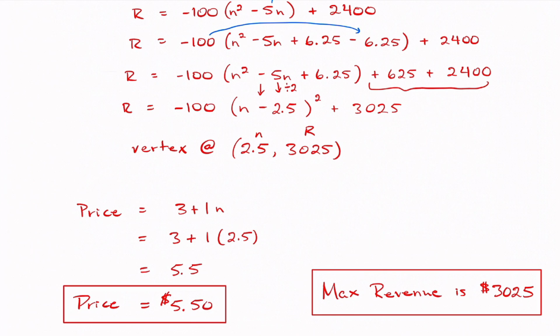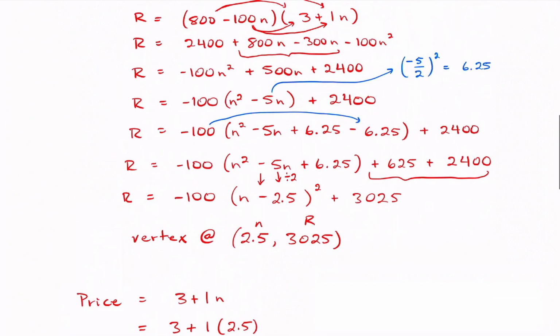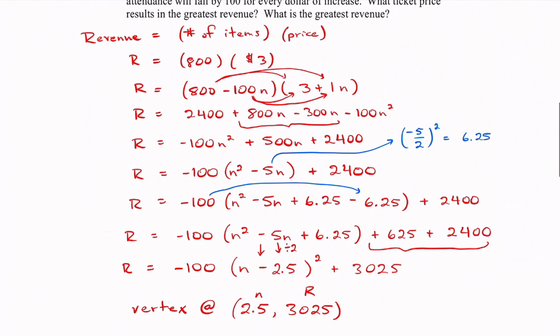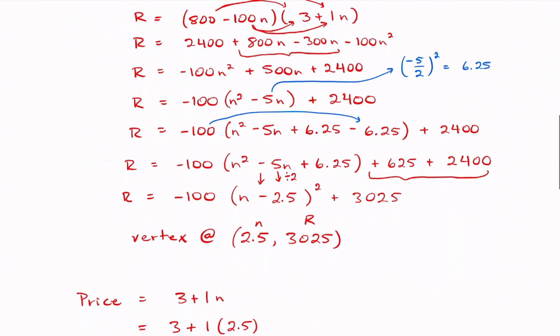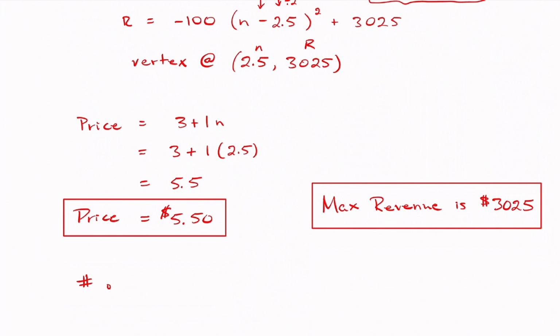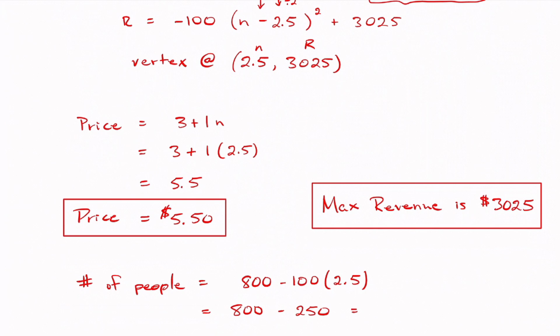And then if you were ever asked how many people were in attendance, we had our number of items here. So that's 800 minus 100 times n. So the number of people, if you were asked this, in this case we weren't, is 800 minus 100 times n, and n was 2.5. So that's going to be 800 minus 250, and that would give me 550 people. And it didn't ask for that, but that's just in case you get one that asks you something like that.